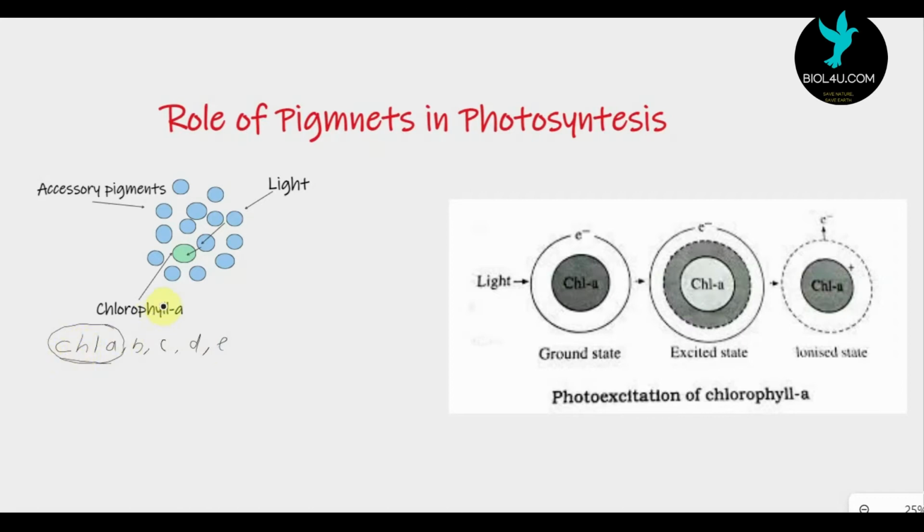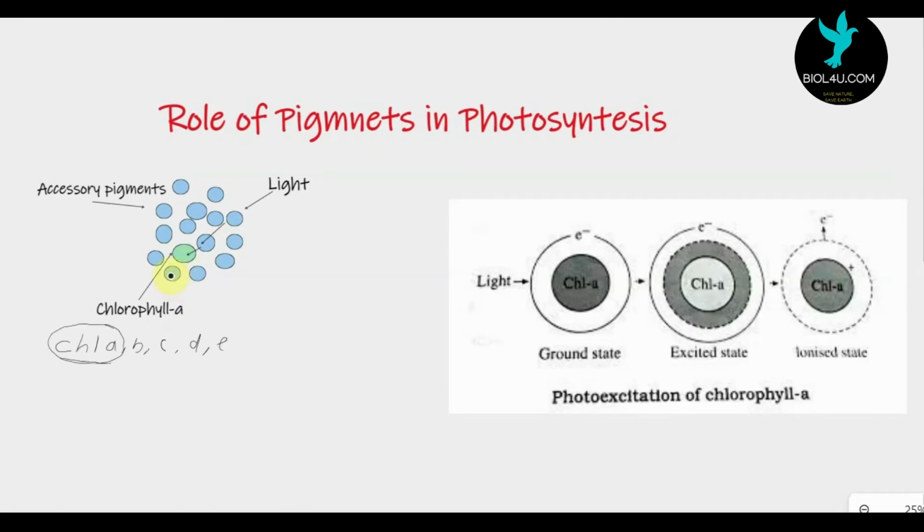Here we study the role of the pigments in photosynthesis. We know that chlorophyll-a is the only pigment that can absorb and convert light energy into chemical energy, so it is known as the reaction center, or the essential pigment. How it participates in this process is what we are going to analyze in this video.